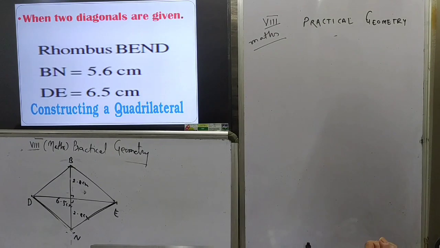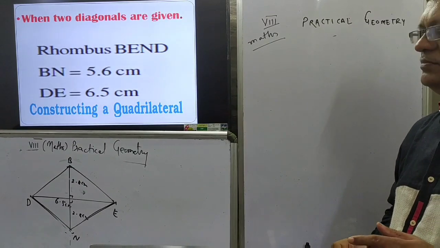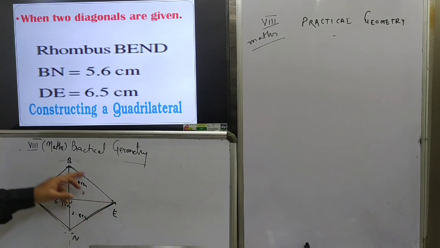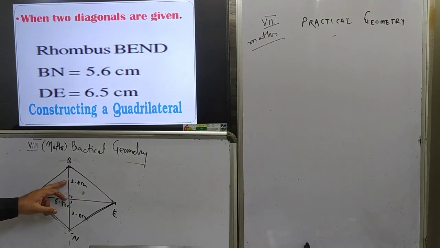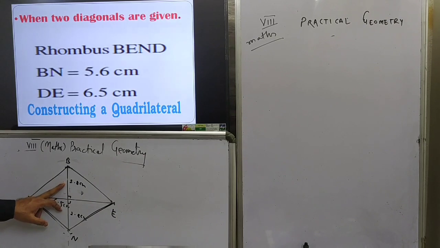Now how to construct this rhombus BEND? You know the property of rhombus. Two diagonals are given. Now first of all we draw the rough diagram. This diagonal is 6.5 centimeter and this diagonal is 5.6 centimeter. You know the property of rhombus: the diagonals of a rhombus are perpendicular as well as bisectors of each other.